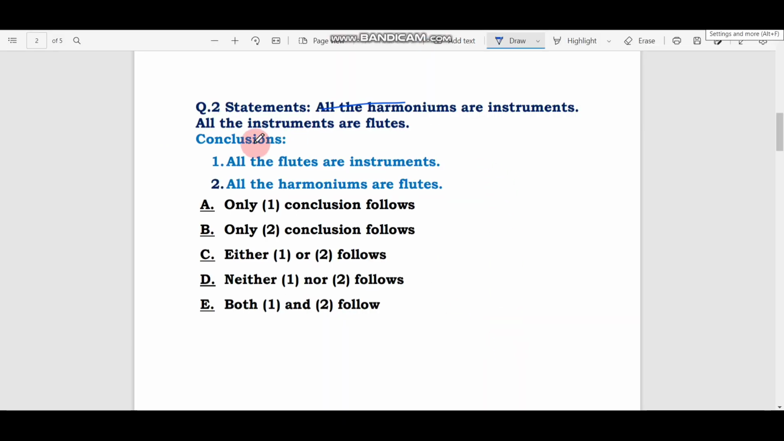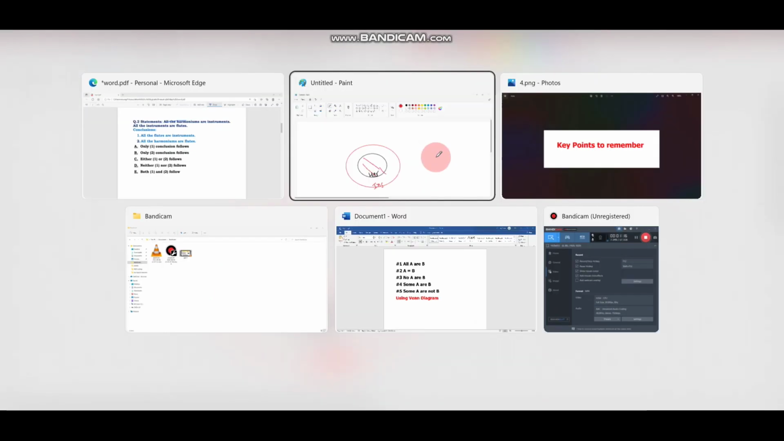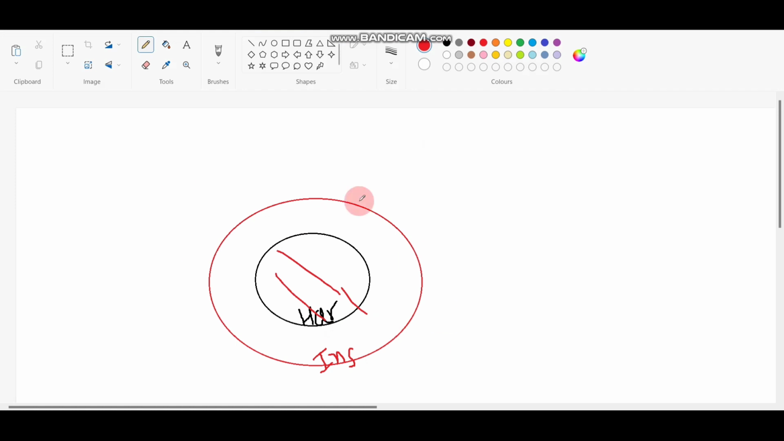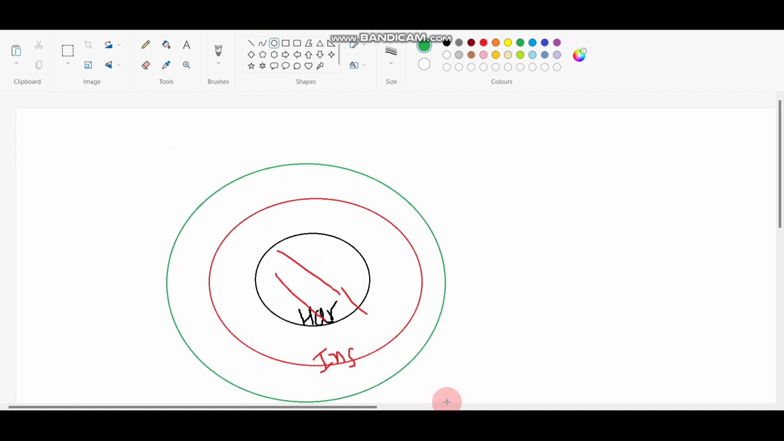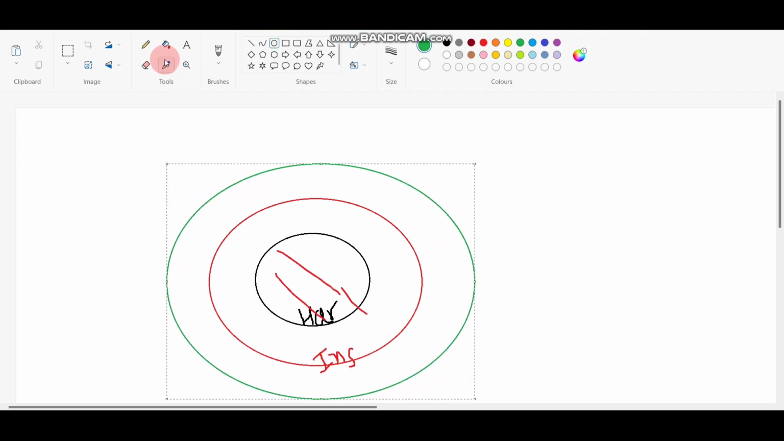Now what is the second statement? All the instruments are flutes. So how to draw that? All the instruments will come inside this big circle. So this is the flute. We are done with the Venn diagram here. This is the harmonium, the second circle is instruments, and the third, bigger circle is flutes.